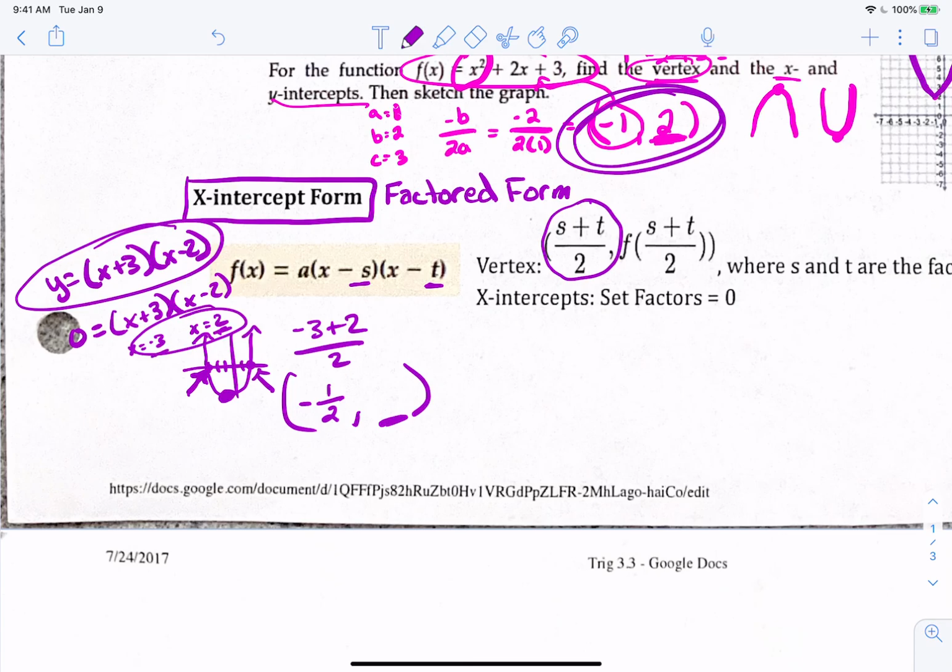So what would you plug negative 1/2 in for, s or t? Right here, you would plug it in to the original function that we had. Okay. All right. We'll go down and do an actual example here in a second.